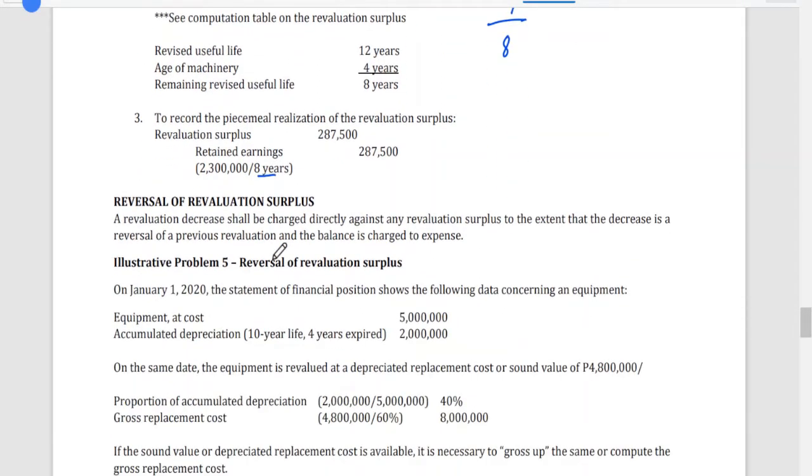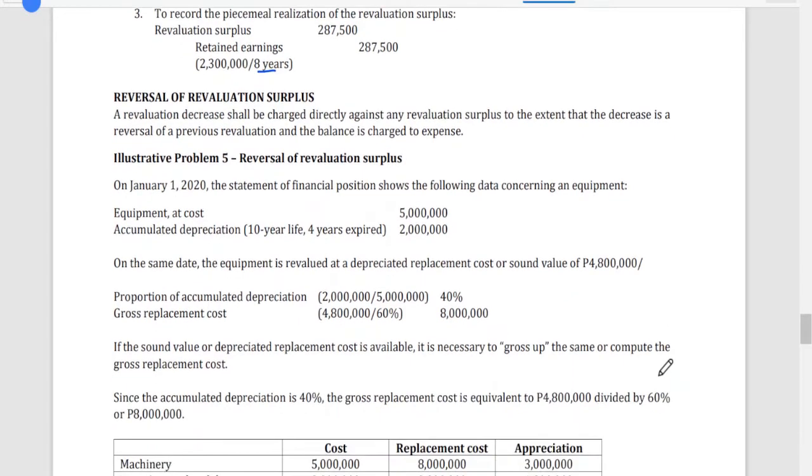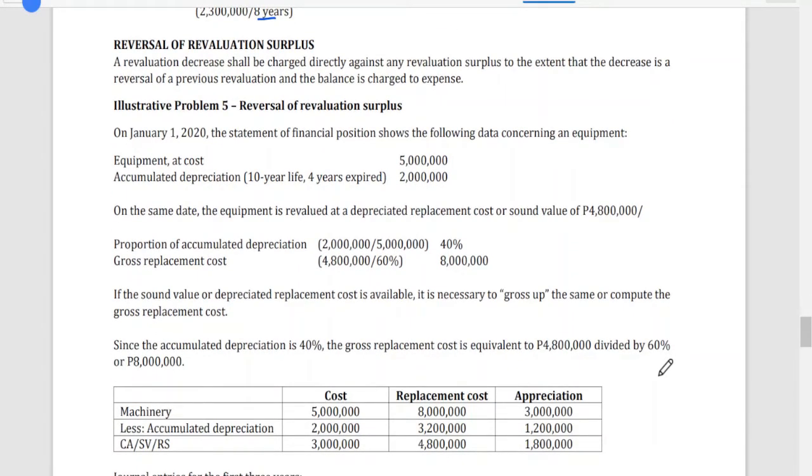What if in the succeeding years, the fair value of the asset, instead of increasing, decreased? So for example, on January 1, 2020, the SFP shows the following data: equipment at cost, then accumulated depreciation. On the same date, the asset is revalued at the depreciated replacement cost or sound value of 4,800,000. This is your depreciated replacement cost. Remember what a depreciated replacement cost is? That's the replacement cost minus the accumulated depreciation based on the replacement cost. So this is your DRC. Therefore, this 4,800,000 is your DRC.